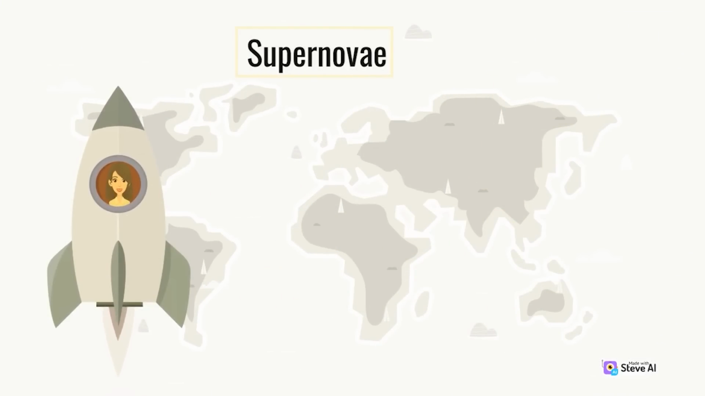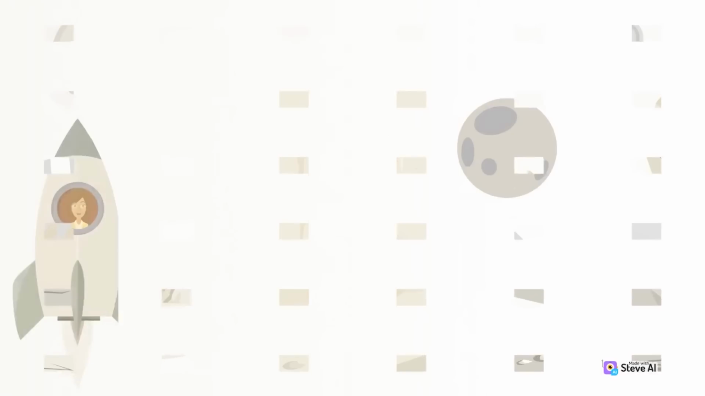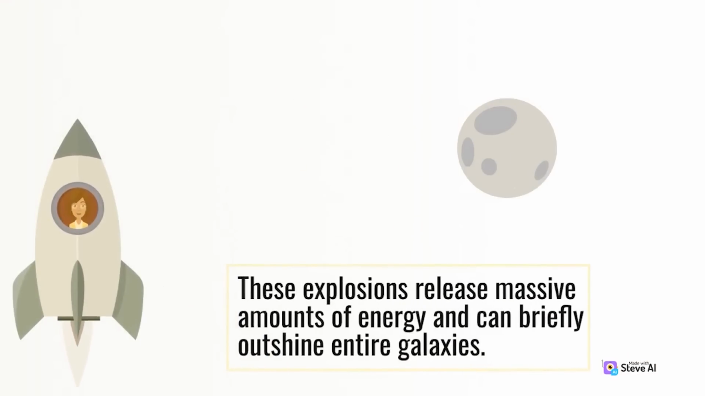Supernovae. Supernovae are incredibly powerful explosions that occur when a star runs out of fuel and collapses in on itself. These explosions release massive amounts of energy and can briefly outshine entire galaxies.